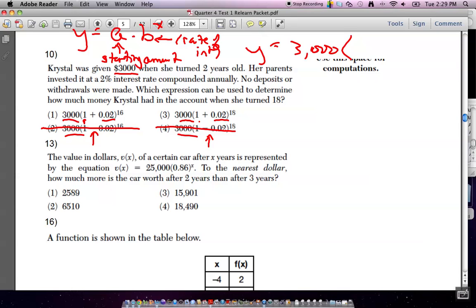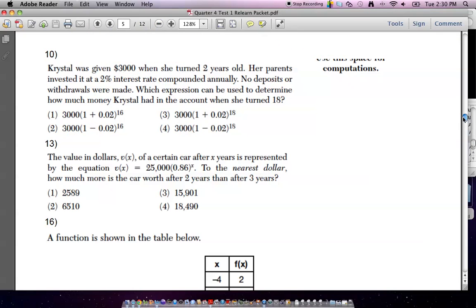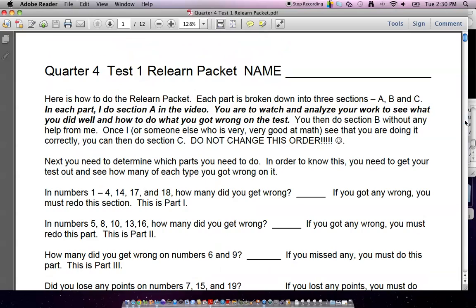The question is, is it going to be 18 or 16 as the power? And the answer is it's going to be 16, because they put it in when she's 2 years old, taking it out when she turns 18. It's only in there for 16 years. It's not in there for 18 years. So choice 1 is the correct answer. Now we go to the next one.